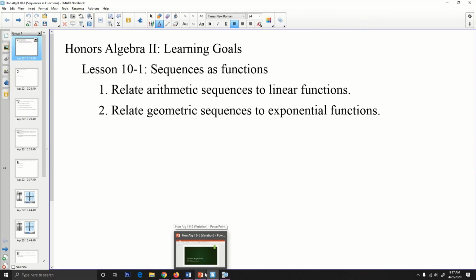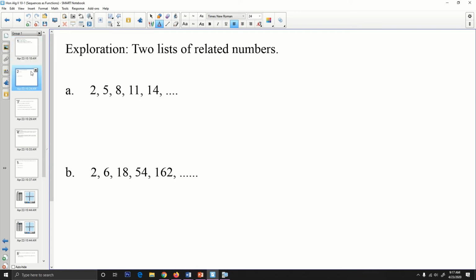Today we're going to relate arithmetic sequences to linear functions, and geometric sequences to exponential functions. Before we can do any of that, let's take a quick exploration of some related numbers. What I'd like you to do here is pause and see if you can determine what the relationship between these two lists of numbers is. So I'm going to pause.